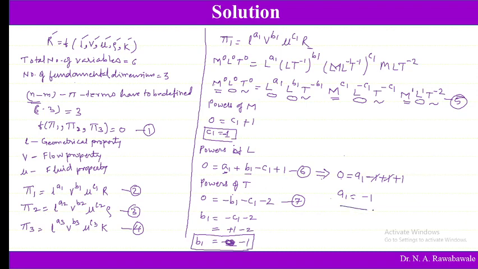Okay, a1 is equal to minus 1. There is no mistake. Now we have obtained the a1, b1, c1 values like this. So therefore we can define the pi 1 term.